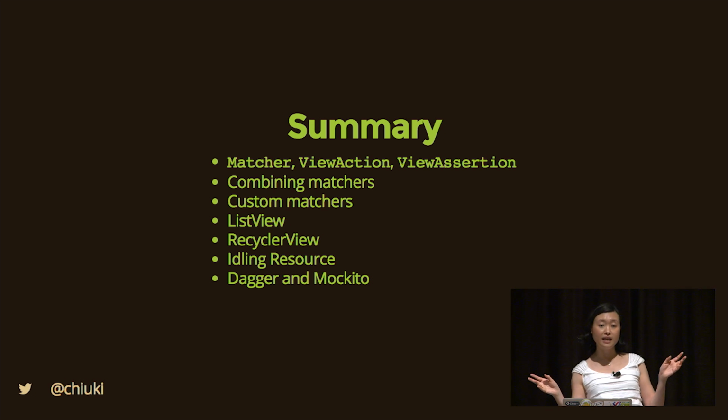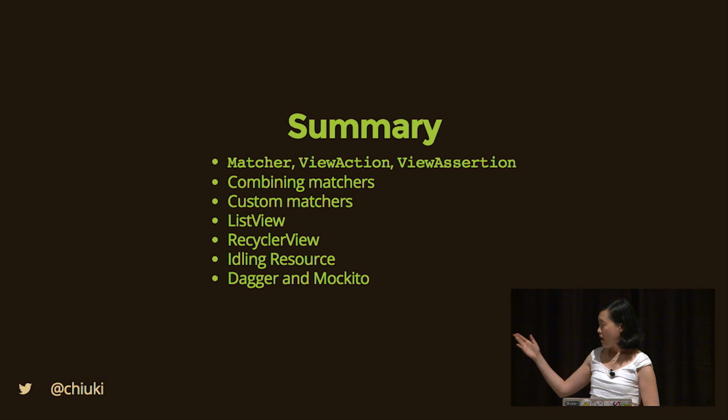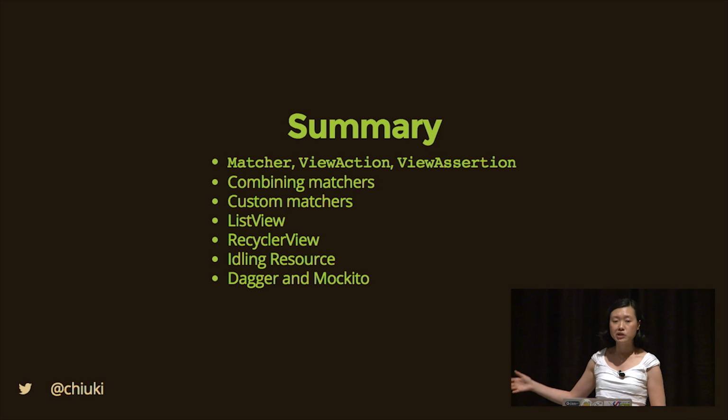After that, we went through how you test something in the ListView and the RecyclerView, which surprisingly is very different, even though they look very similar on the surface. Then I went through an example with you on the idling resource. And finally, I think most applications will need to go beyond just using Espresso. Dagger and Mockito are two other libraries that are often used in conjunction so that you can set up your test environment and have control over the data.